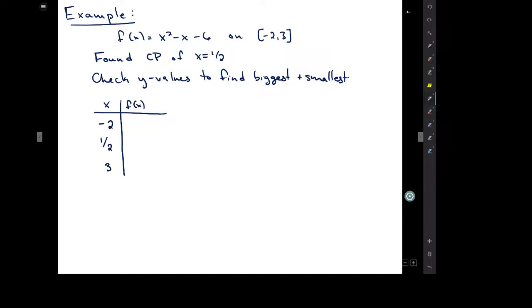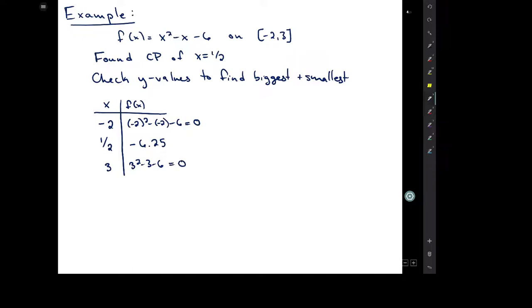If I compute f of -2, so I have -2 squared minus -2, so +2 minus 6, that ends up being 0. We already found that f of 1/2 was minus 6.25, because that's the same value from the previous slide. And f of 3 is going to be 3 squared minus 3 minus 6. This also comes out to 0.